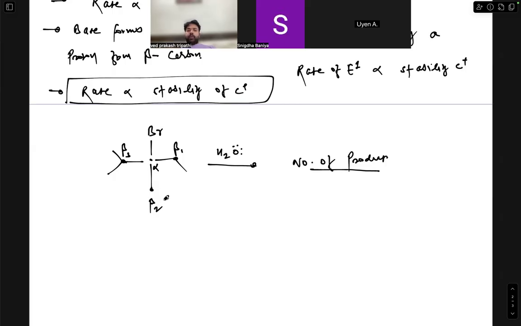Now how can we generate the product? First, you can keep the double bond between alpha and beta 1. So the rest of the groups would remain the same. This is the first product.